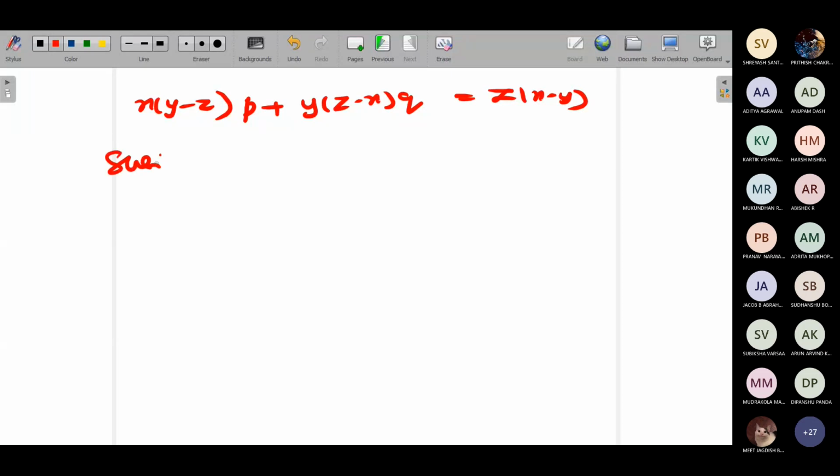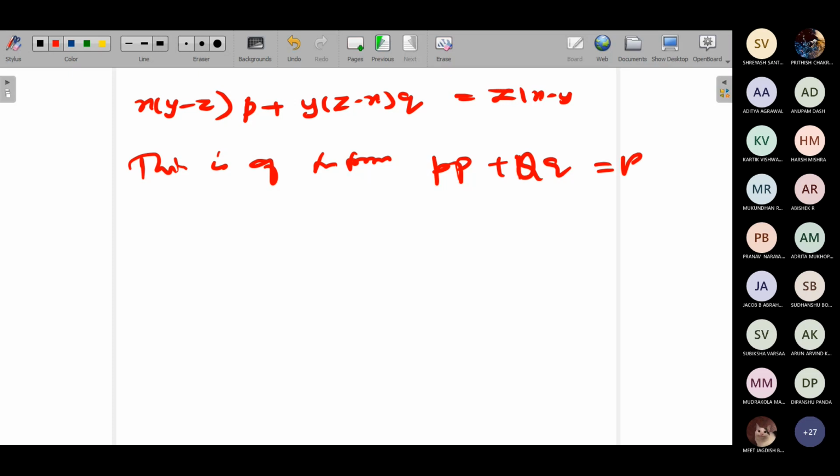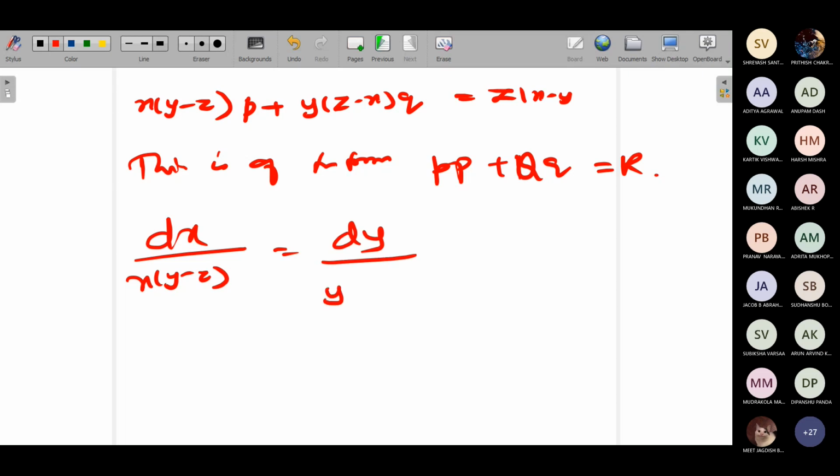I'll write it directly. This is of the form Pp plus Qq equal to R. So the subsidiary equations are dx by x into y minus z is equal to dy by y into z minus x is equal to dz divided by z into x minus y. Now choose the multipliers.